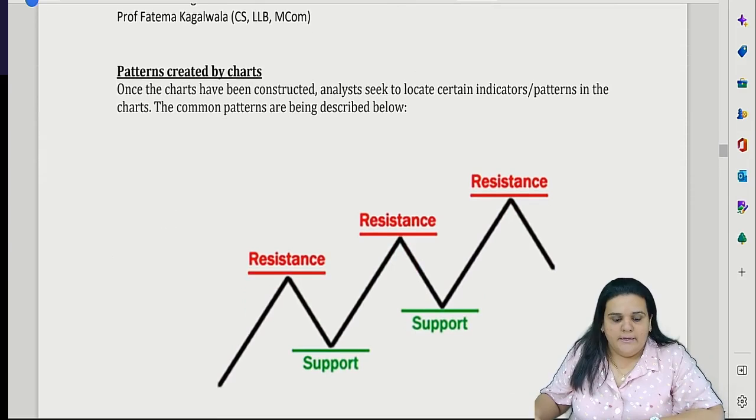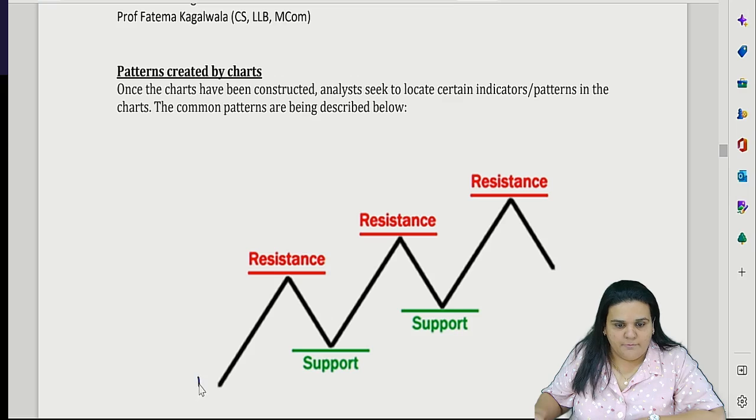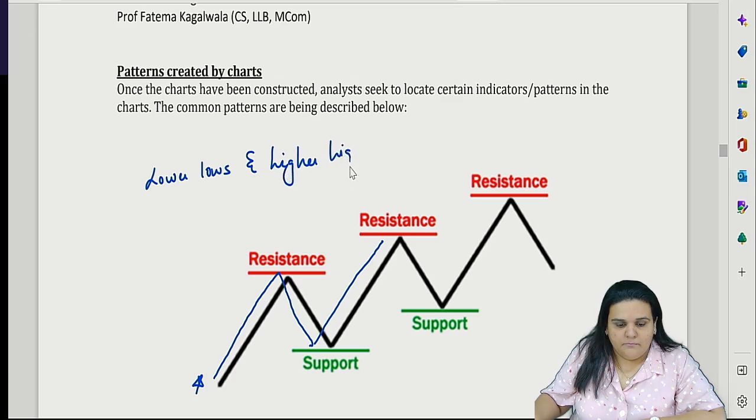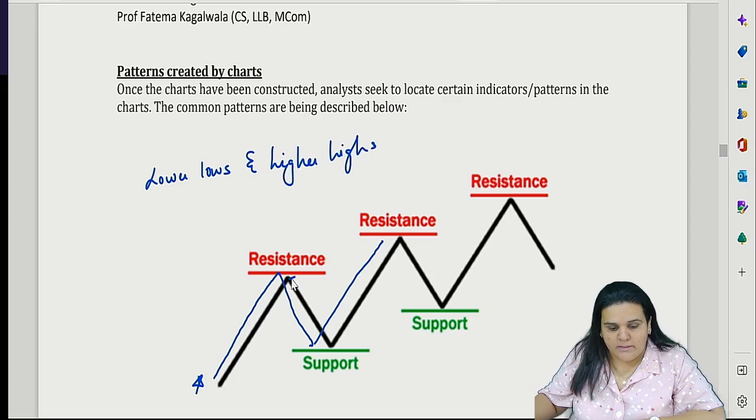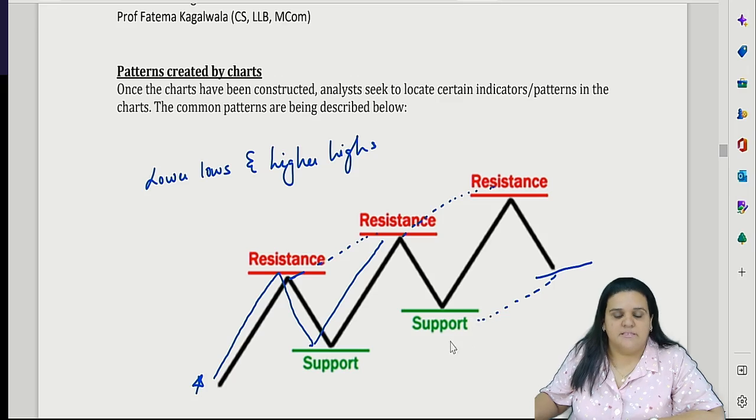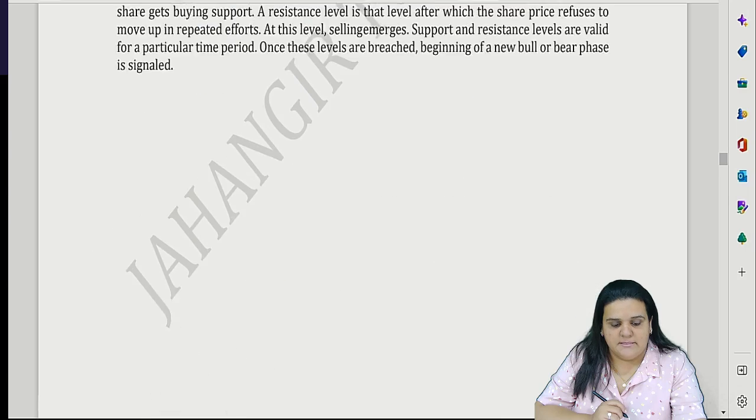Now patterns means what? That if a particular stock price started from this point, it started rising, it reached a point from where again it started falling. It did not fall below this, again it started rising. Now if I see this particular trend, I know that though it is falling, there are lower lows and higher highs. When it is rising, it is more than this resistance point. Again, when it is rising, it is more than this resistance point. Here also it will fall, but it will be lower, no? The fall is not as much as this low. Here also the fall is not as much as this low. Okay, so patterns which are created are these support and resistance levels.